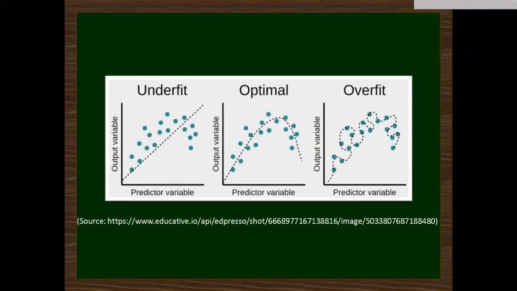So here we can see an underfit model is shown where it has very low variance, but the bias is too high. And here we have an overfit model where the variance is very high but the bias is very low. So none of these are optimal, and this is an optimal one which has an average bias and variance.